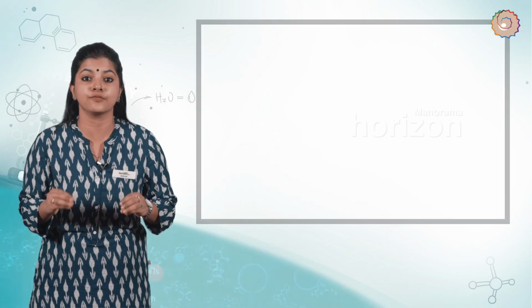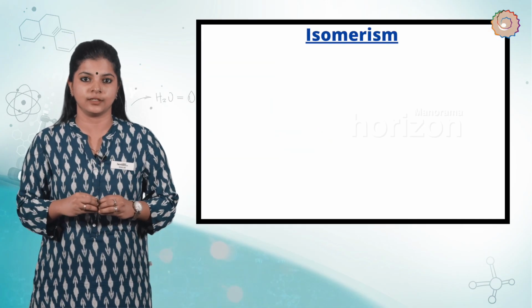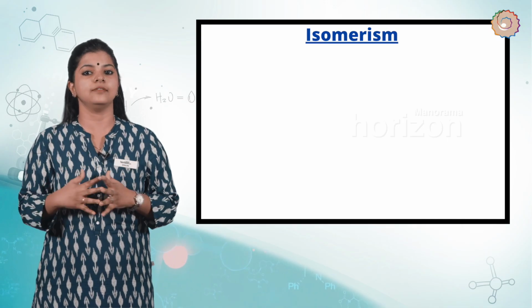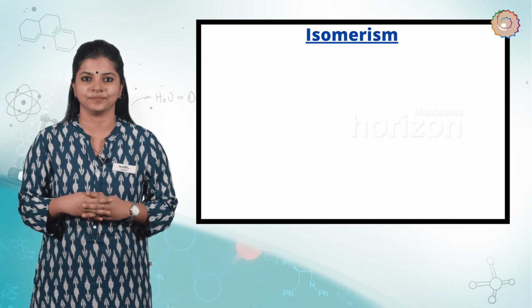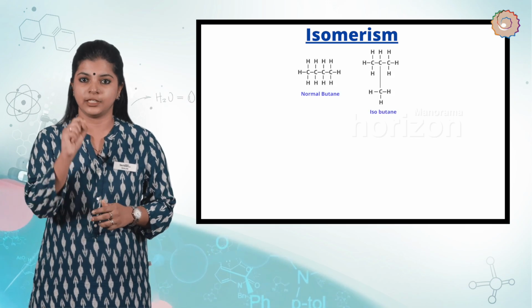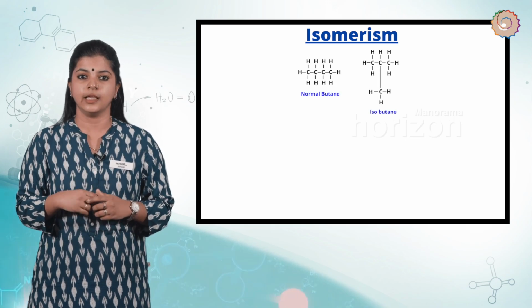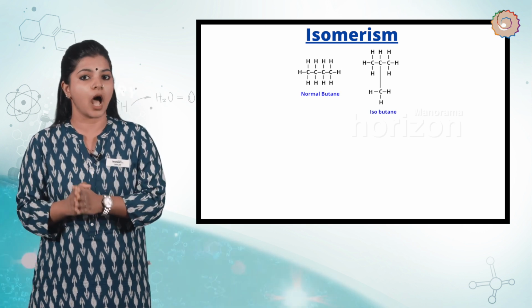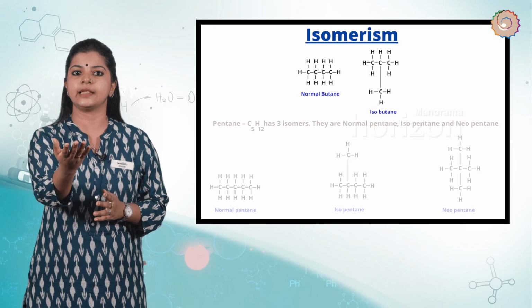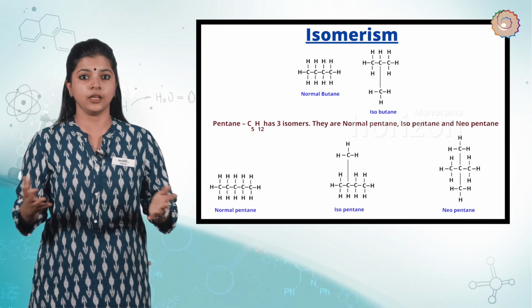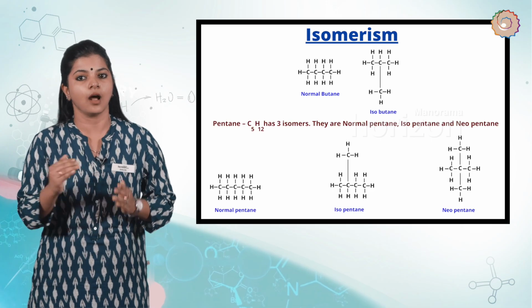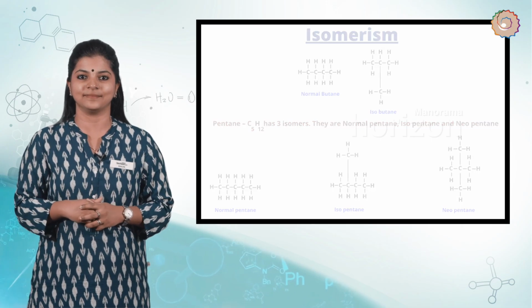Did you know that carbon compounds can exhibit isomerism? Compounds having the same molecular formula but different structural formulae are called isomers, and this property is called isomerism. Carbon compounds have the ability to exhibit isomerism. For example, butane, which is C4H10, has two isomers. They are normal butane and isobutane. Similarly, pentane, C5H12, has three isomers. They are normal pentane, isopentane, and neopentane.